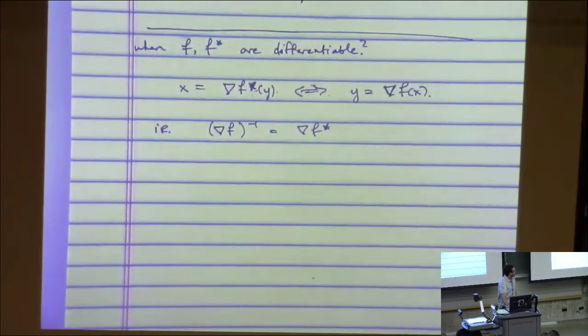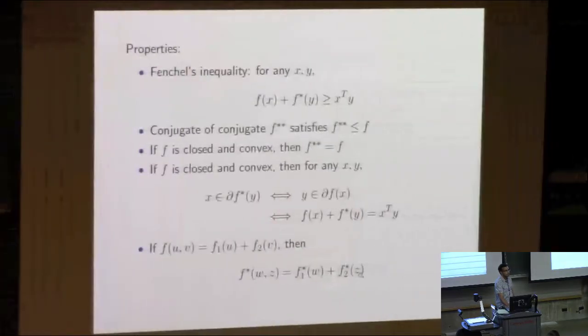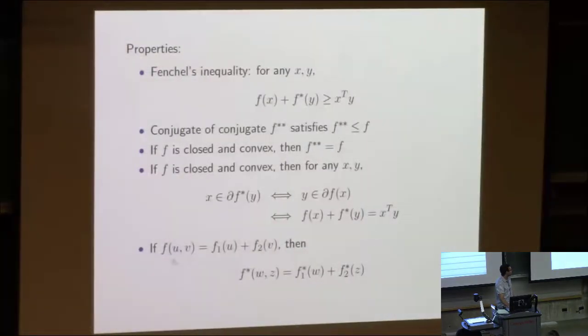The last property is very simple. It tells us that if we have a function and we decompose it in two blocks, u and v, and we can write it as a function of u plus a function of v, then if we take the conjugate, the conjugates distribute. The conjugate of my original function, which I can think about as a function of, say, w and z, is just equal to the conjugate of f1 of w plus the conjugate of f2 of z. This is very simple to verify right from the definition of the conjugate.